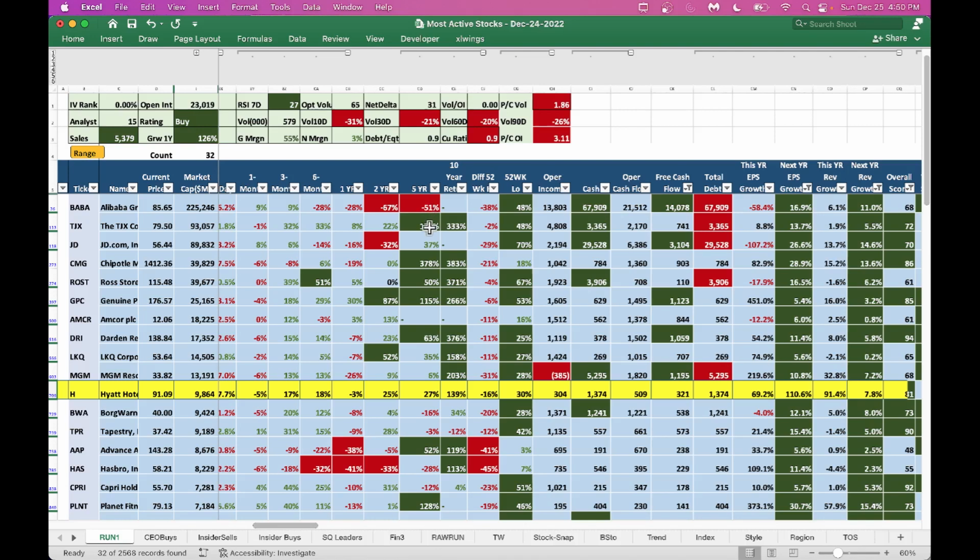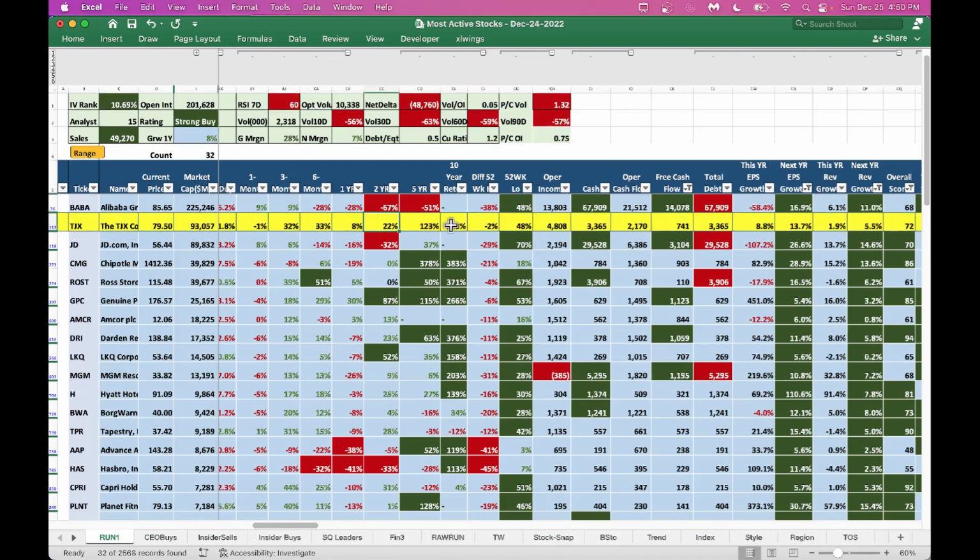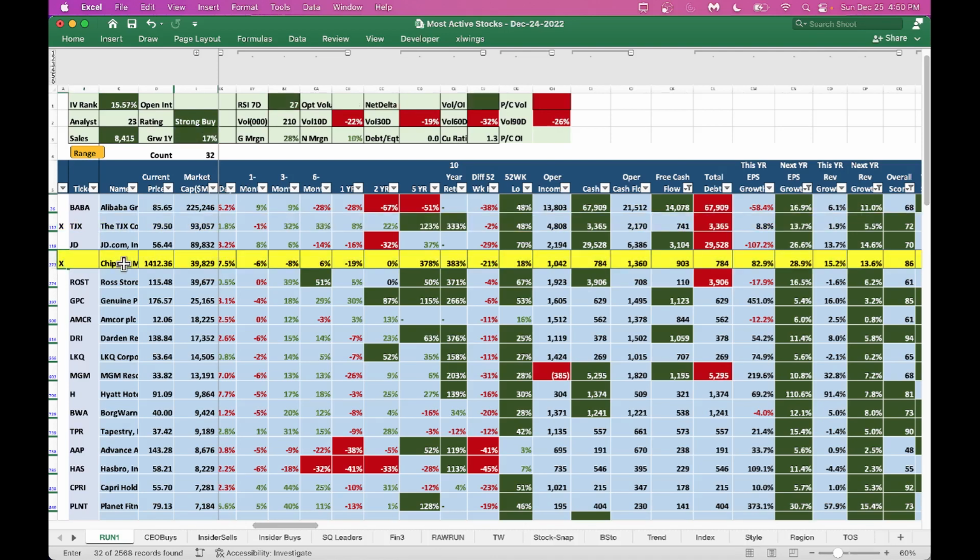Instead, TJX is a good one here. TJX, look, it's been doing well, even 1 year positive, 2 year positive, and 10 year also positive. I would put TJX in my long-term portfolio. And then you got a few more Chinese names I would not add to my portfolio here. CMG, Chipotle Mexican Grill, great one here. I would add this one to the portfolio here. And then got Ross. Ross is a great one here.